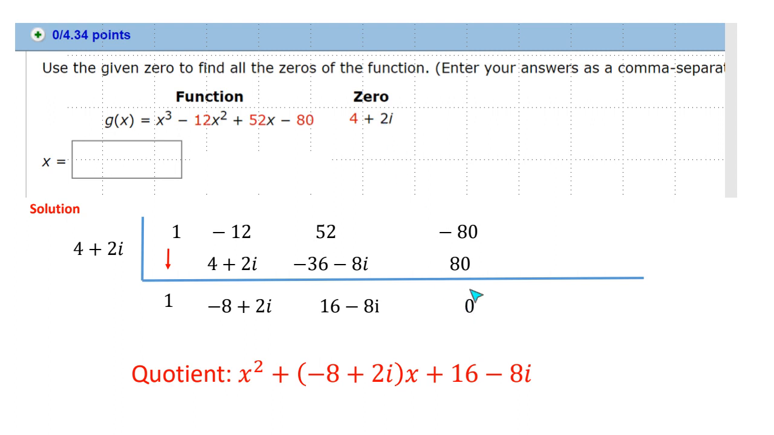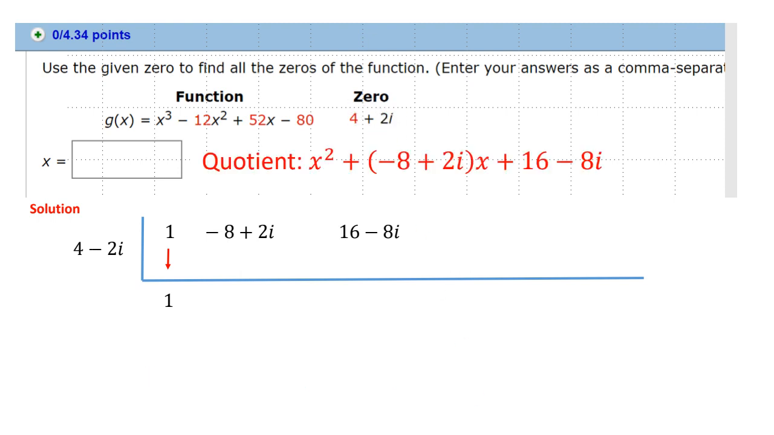So if we get our quotient, here we started with x cubed, so my quotient would be x squared for the 1. And then I have negative 8 plus 2i times x, plus my constant, 16 minus 8i. So since 4 plus 2i is a 0, then the conjugate is also going to be a 0. So I can use my conjugate. 4 plus 2i, the conjugate is 4 minus 2i. I can use that as well.